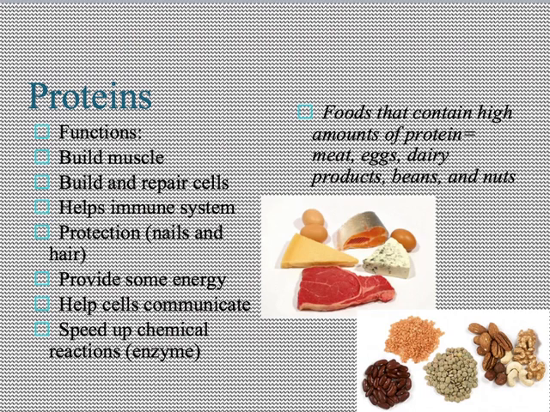Alright, as you see here, proteins, super important. They build muscle. They build and repair cells. They help our immune system because they're found in our white blood cells. They offer us protection. They're found in our nails and in our hair. They provide us some source of energy. It's like a last resort energy. They help our cells communicate. And they speed up chemical reactions, and that's when they are an enzyme. We'll get there in a minute. And foods that contain high amounts of protein are our meats, our cheeses, eggs, beans, and nuts.